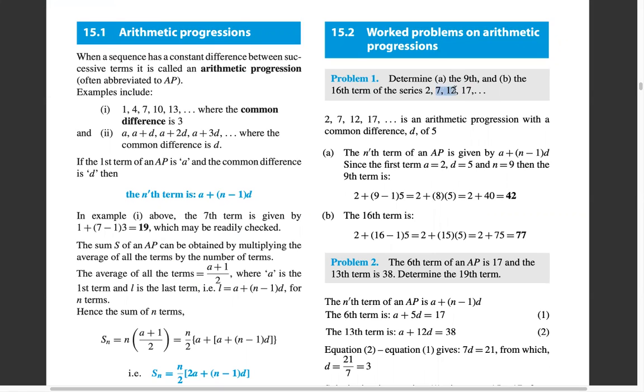Now look at the next 2 consecutive terms. Is the higher term minus the lower term equal to 5 as well? Yeah, the difference is a common difference. 7 minus 2 is the same as 12 minus 7, which is the same as 17 minus 12, which is 5. So the first term is 2, and the common difference is 5. If they want the 9th term, you just plug 9 into this formula here. That's 2 plus (9 minus 1) times 5. Same thing with the 16th term.